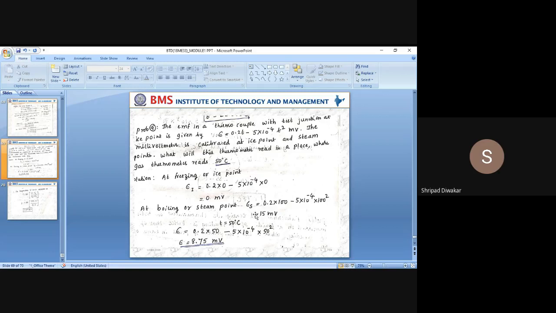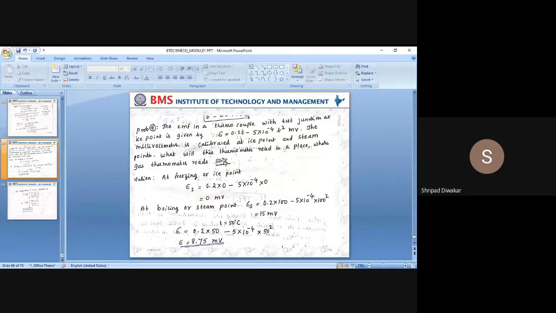At steam point, epsilon s is the thermometric property with reference to steam point. What is steam point? 100 degrees Celsius. Now we substitute t as 100 and epsilon as epsilon s in the given equation: 0.2 into 100 minus 5 into 10 to the power of minus 4 into 100 square. We get 15 millivolts. We found the thermometric property at ice point and steam point, but in the problem they have given 50 degrees Celsius, an intermediate point. This value also you have to substitute to find the thermometric property at the given temperature.